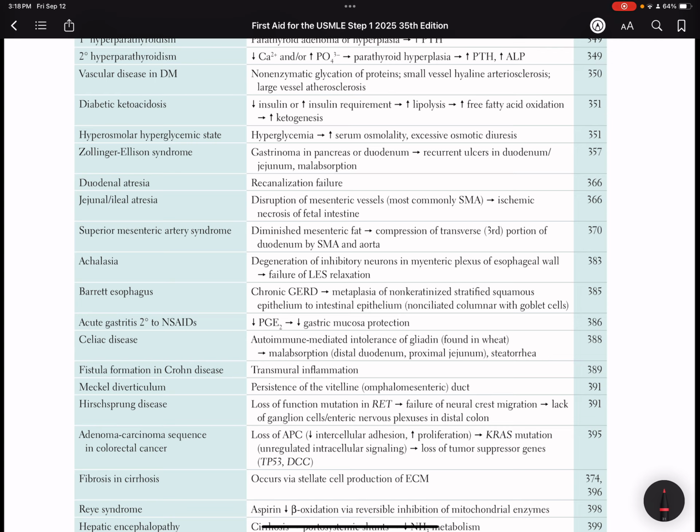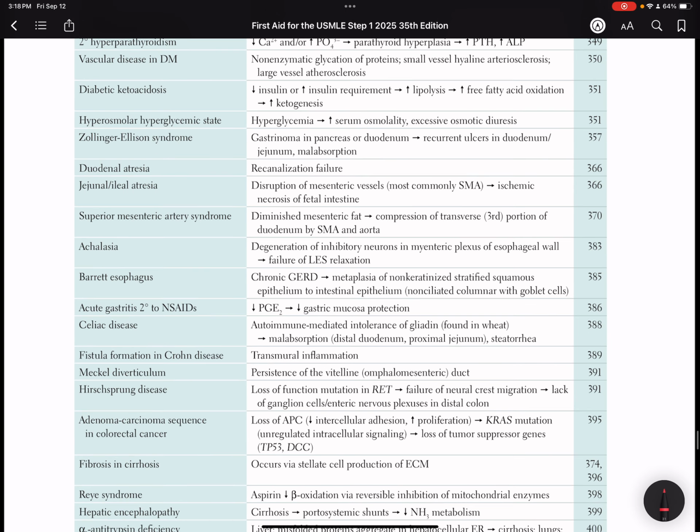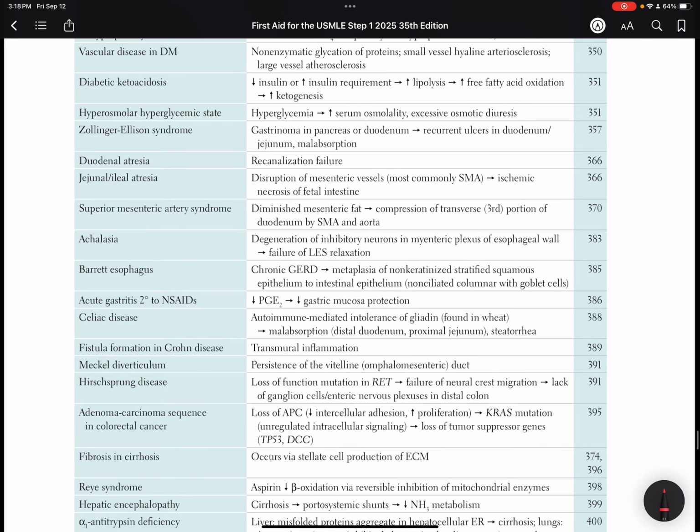Next condition is vascular disease and diabetes mellitus. Non-enzymatic glycation of protein, which is small vessel hyaline arteriosclerosis and large vessel atherosclerosis. Vascular disease in diabetes mellitus is caused by non-enzymatic glycation of protein causing small vessel hyaline arteriosclerosis and large vessel atherosclerosis.